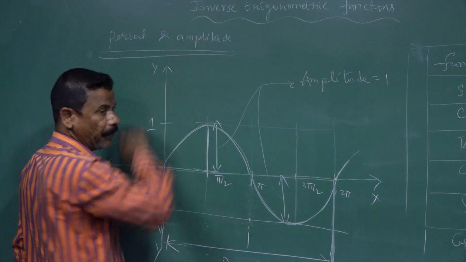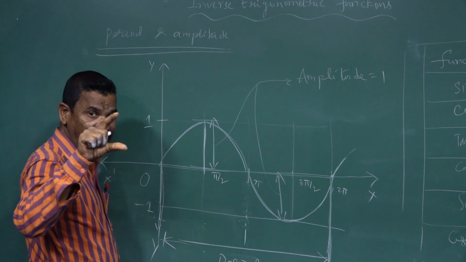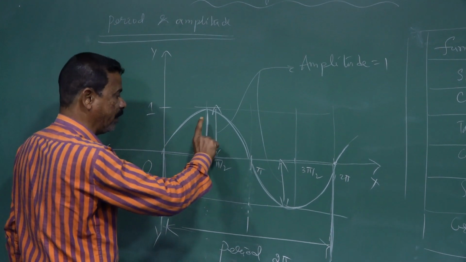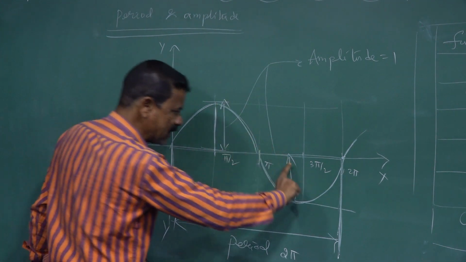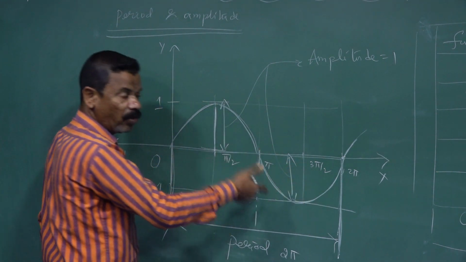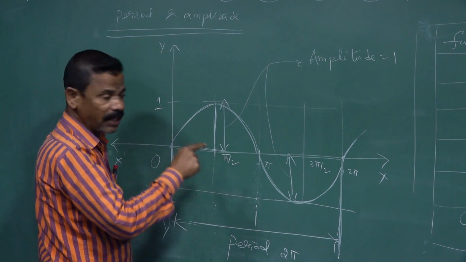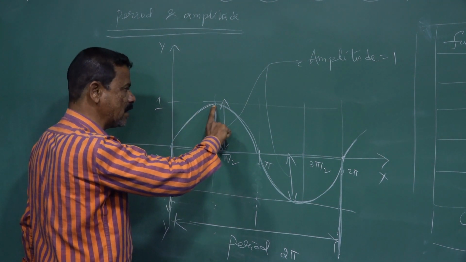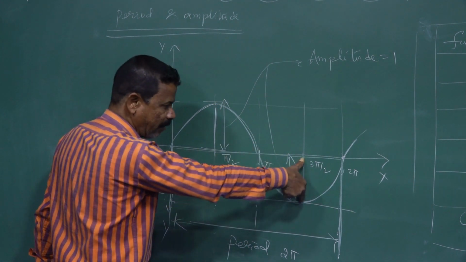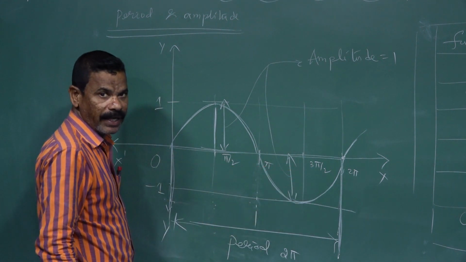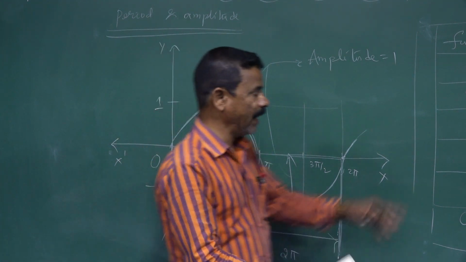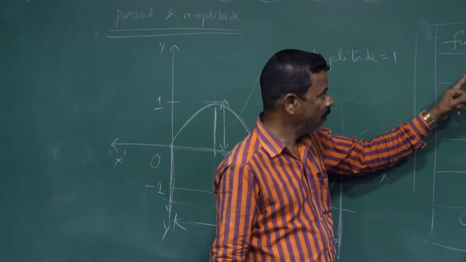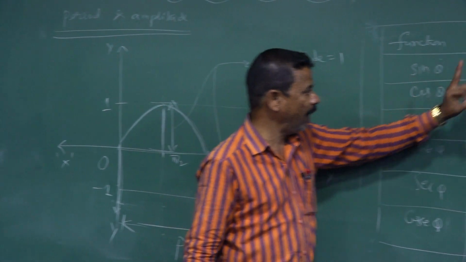After that, amplitude. Amplitude means the height of the curve from the x-axis. This is the height, and this is also height, not negative, not positive like that. Only height is considered as 1. This is minus 1, modulus of minus 1. So for this sin x graph, the period is 2π. Again coming to the function sin theta, the period is 2π.